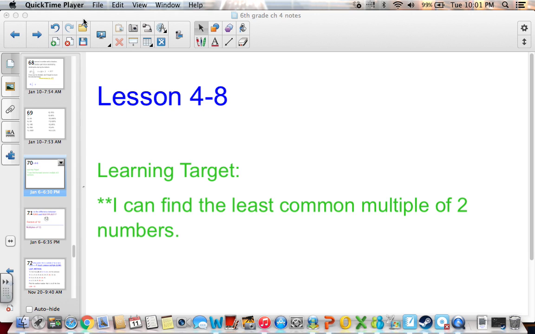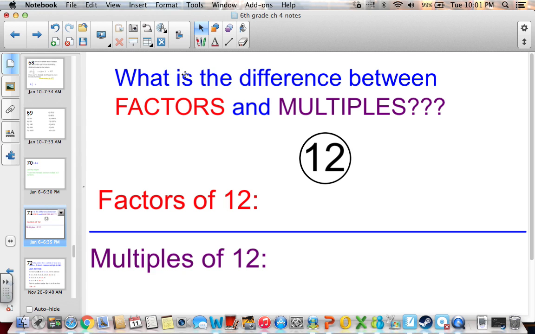Hi, 6th graders. We're on lesson 4.8, which is being able to find the least common multiple of two numbers. So make sure you label your page appropriately. So the lesson before we talked about finding the greatest common factor, and now we're talking about finding the least common multiple. So we need to make sure that we understand the difference between factors and multiples.